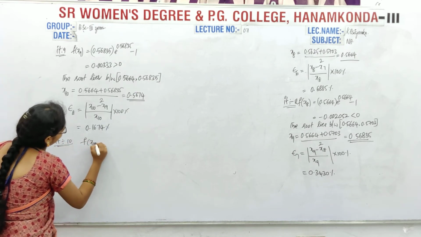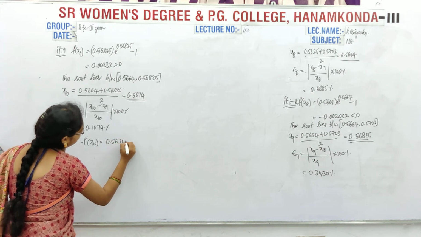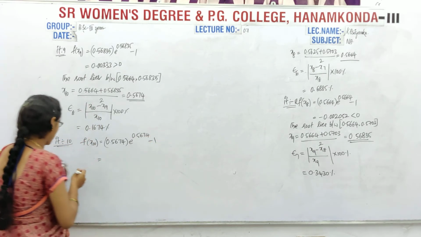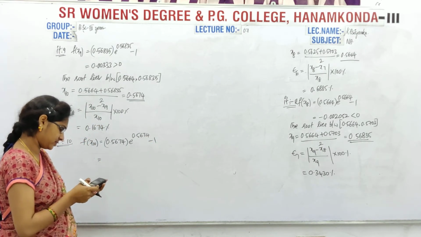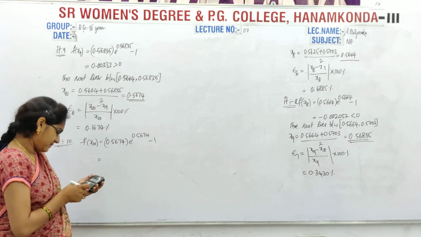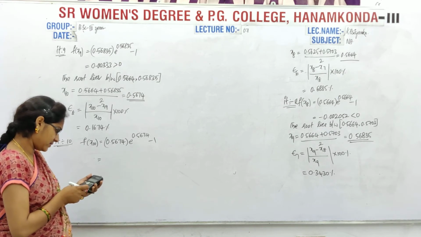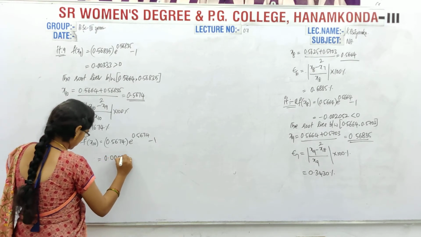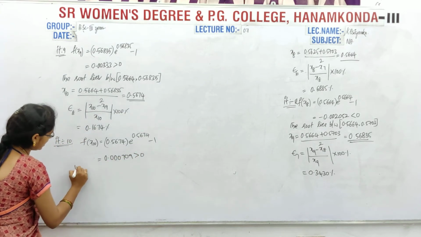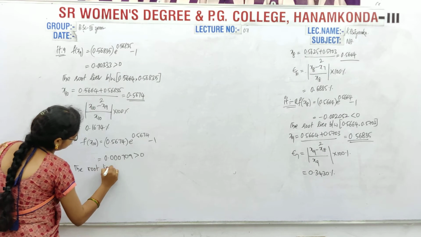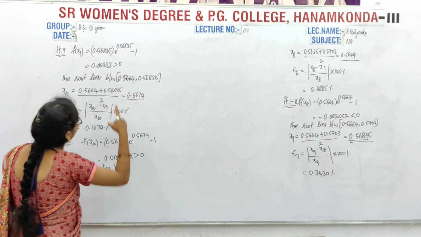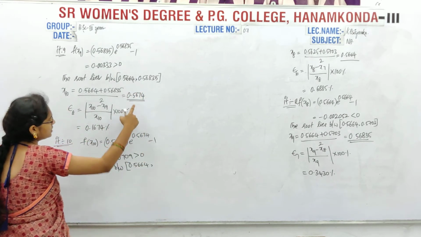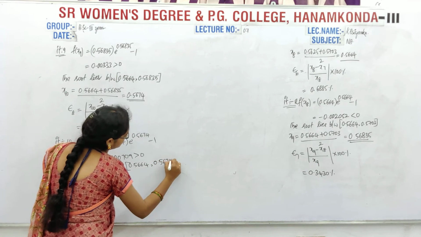Then f of x10 equal to 0.5674 into e power 0.5674 minus 1. Now what will I get? 0.5674 into e power 0.5674 minus 1. Now again it is positive. Right? Therefore what can we say? The root lies between... It is positive, so we have to ignore this one, and 0.5674 is the new value.